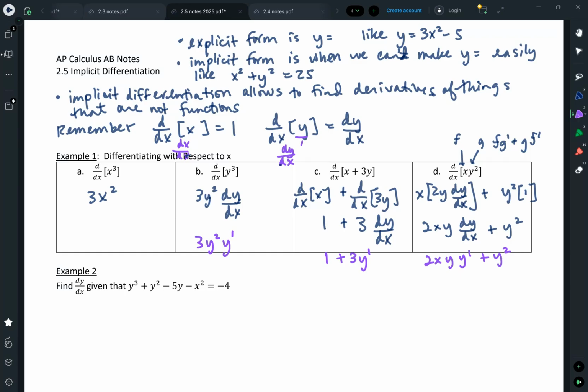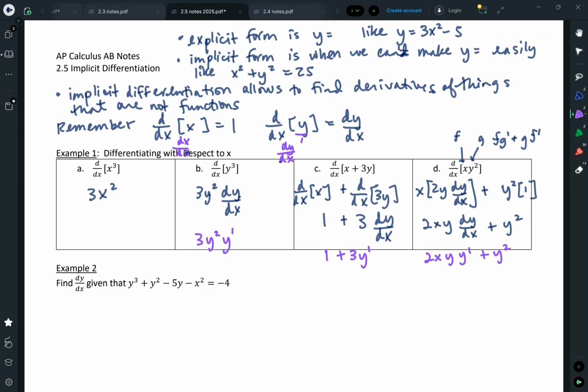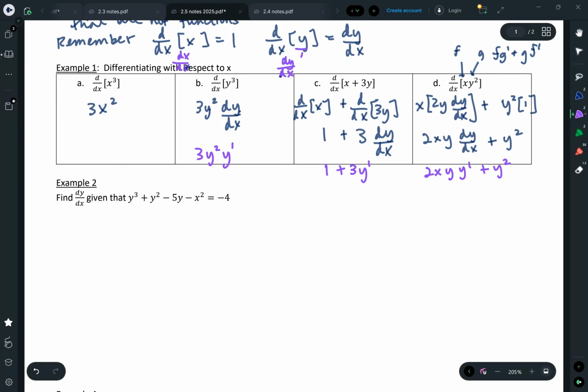I typically avoid this in AB just because I worry that students will try to multiply y times y prime. And I do feel like this dx over dx makes 1, dx of y is dy over dx. It just makes sense to students. But I don't care which notation you use, and I'm perfectly okay with both of them because the y prime is a lot faster. So basically, anytime we take a derivative of x, we're good to go. Anytime we take a derivative of y, we follow our derivative rules. We also add on the y prime, or the dy dx. So we're going to take a derivative with respect to x of this whole thing. There's x's and y's mixed together.